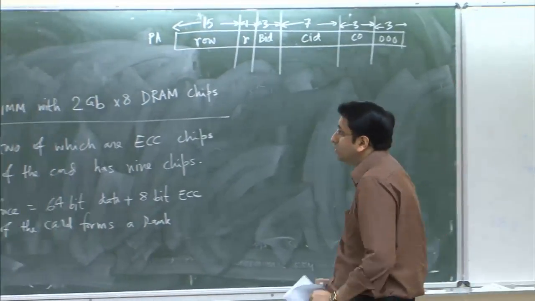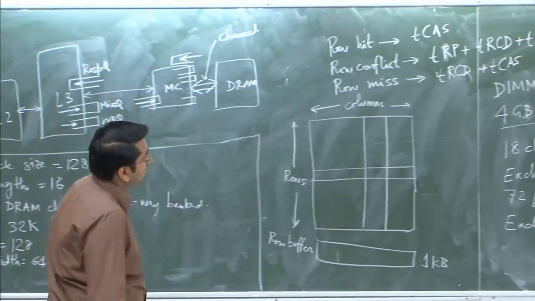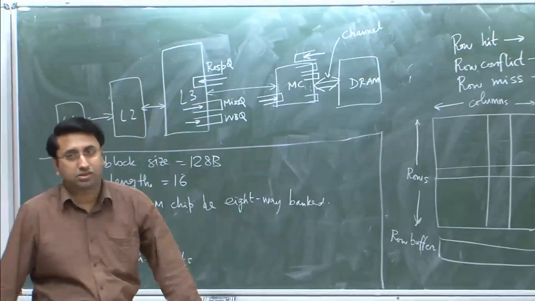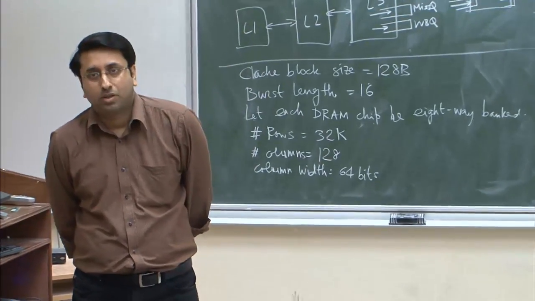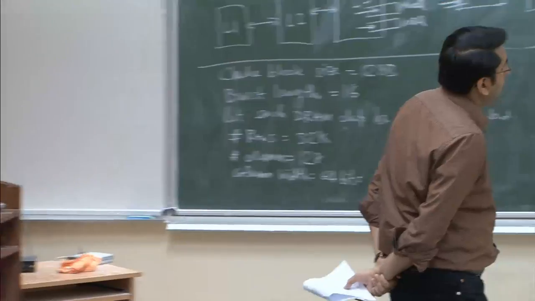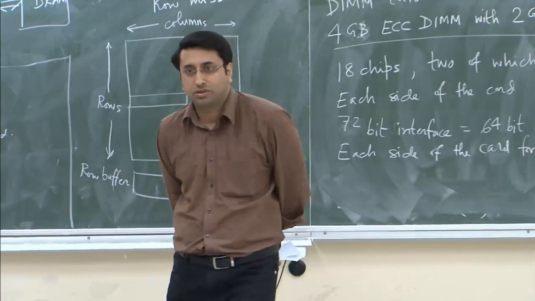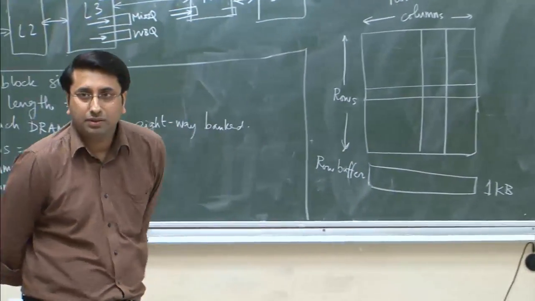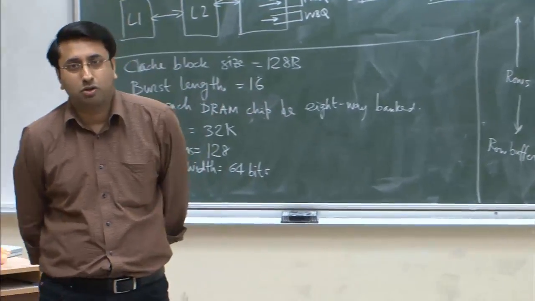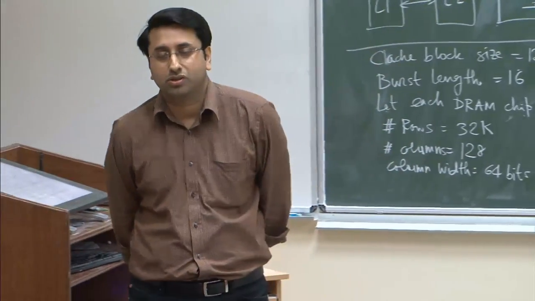Now there are a couple of things that you have to resolve. If I have a multi-channel memory controller, where should I put my channel bits in the address? In other words, given an address, I must be able to figure out on which channel to send this particular request. And each channel has a DIMM connected to it. So where should I put my channel bits? What makes most sense?